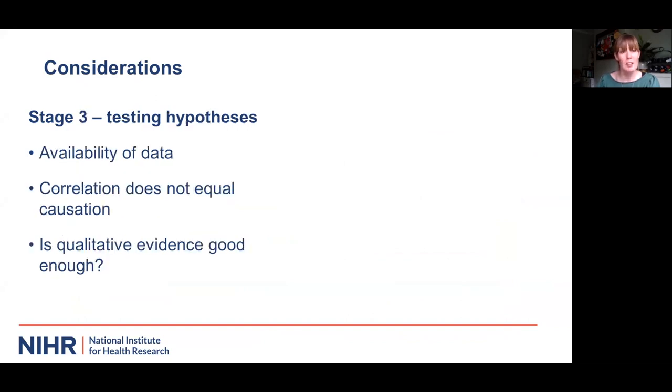In terms of stage 3, are data available to test the strategies that you've identified? If not, do you need to create your own measures? And are these valid and reliable? It's also important to remember that just because positively deviant strategies correlate with better outcomes doesn't necessarily mean that they cause them. And depending on the nature of your findings, is statistical testing actually required? Or is there already a wealth of evidence to say that these strategies facilitate safe patient care? For example, with factors such as teamwork and leadership.